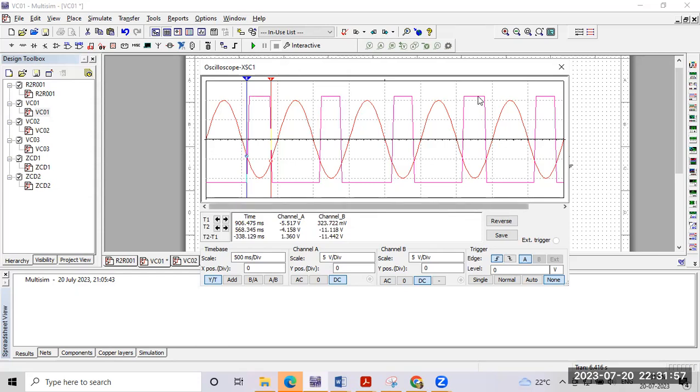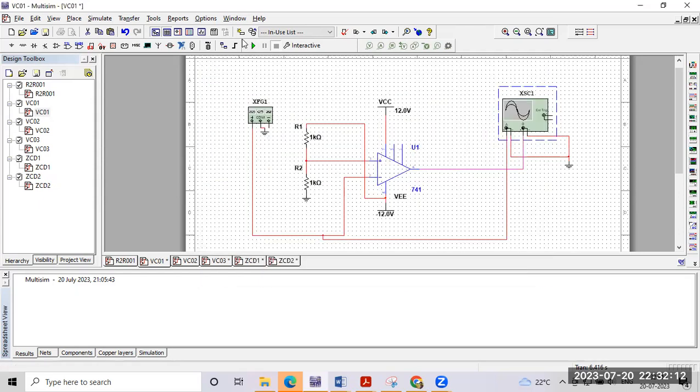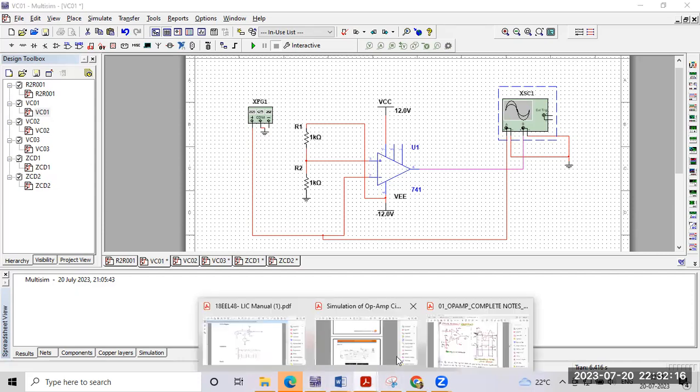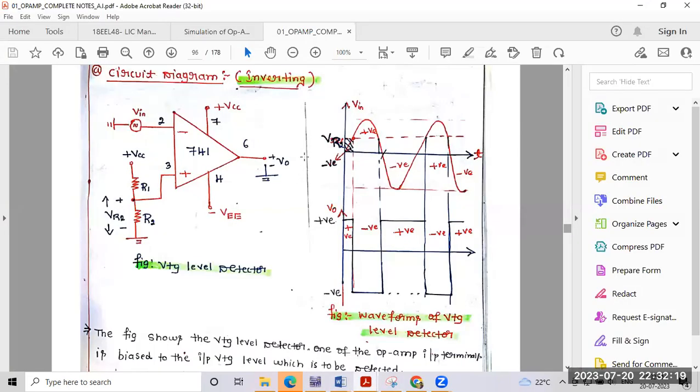Okay, this is how we need to check our positive and then negative. This is a negative reference. In the previous one, we saw a positive reference. This is nothing but our inverting voltage comparator.